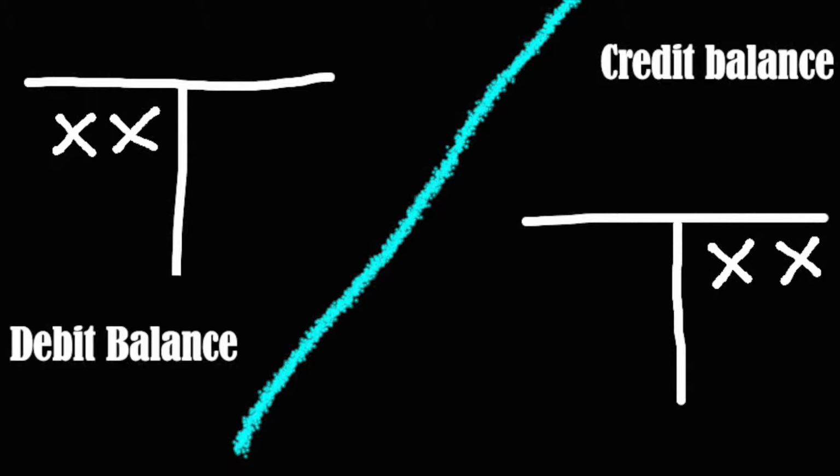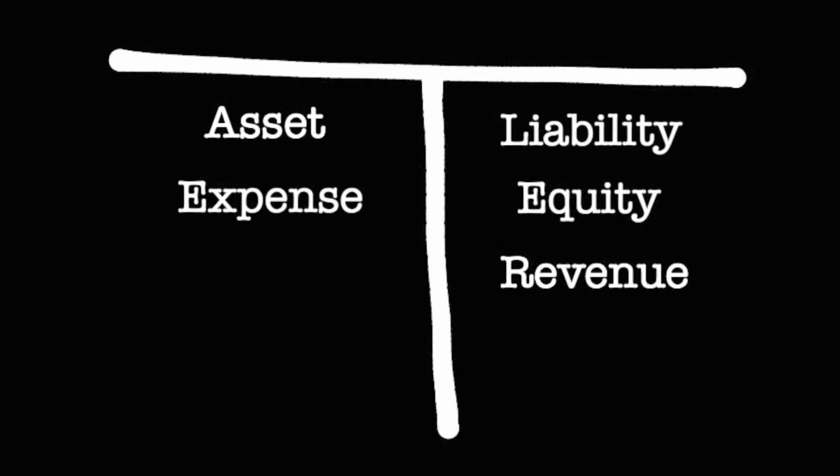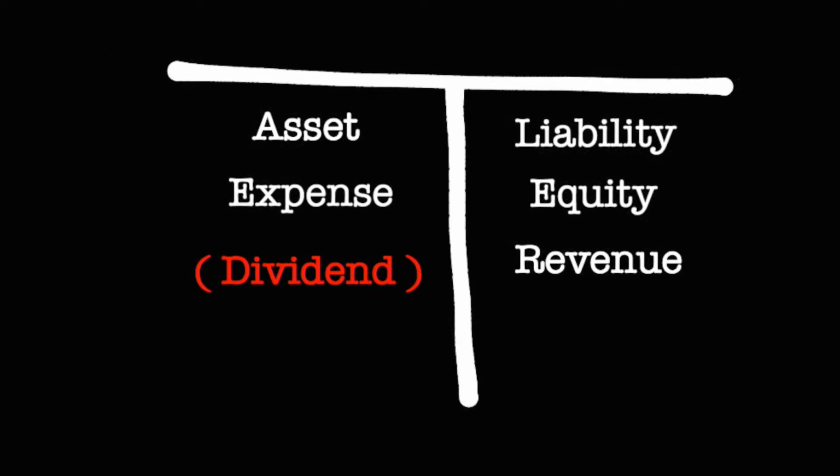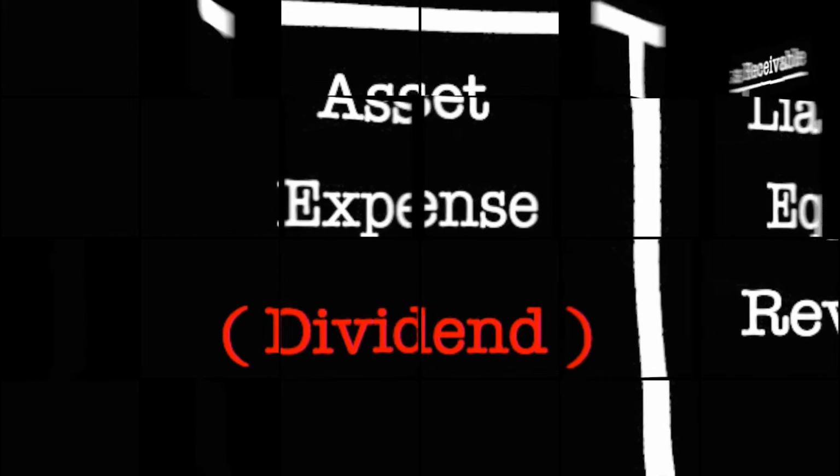Ledger accounts are segregated into debit balances and credit balances. For example, you will see a debit balance in an asset or expense account and a credit balance in a liability, revenue, or equity account. Although dividend is considered as an equity account, it has a debit balance.